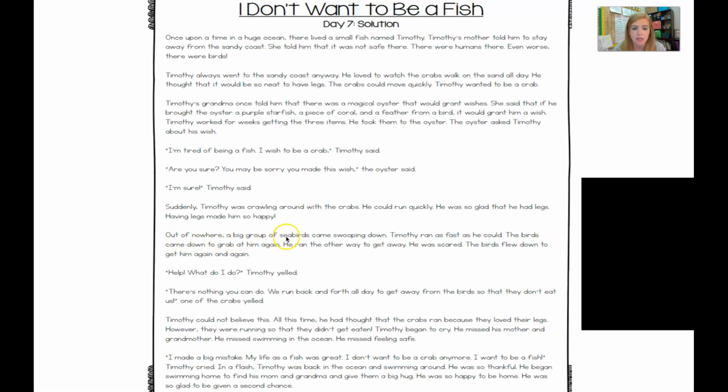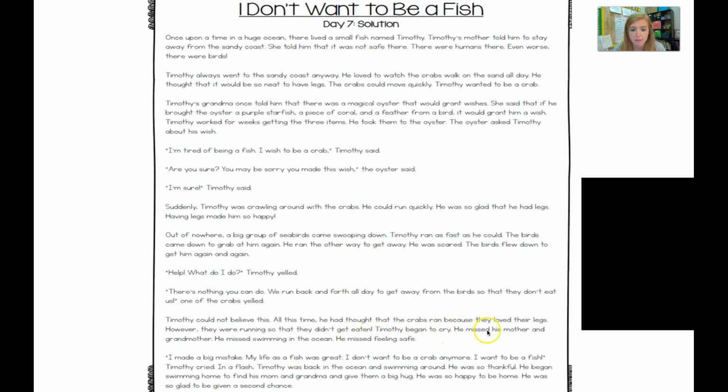Out of nowhere, a big group of seabirds came swooping down. Timothy ran as fast as he could. The birds came down to grab at him again. He ran the other way to get away. He was scared. The birds flew down to get him again and again. "Help! What do I do?" Timothy yelled. "There's nothing you can do. We run back and forth all day to get away from the birds so that they don't eat us," one of the crabs yelled. Timothy could not believe this. All this time he had thought that the crabs ran because they loved their legs. However, they were running so that they didn't get eaten.